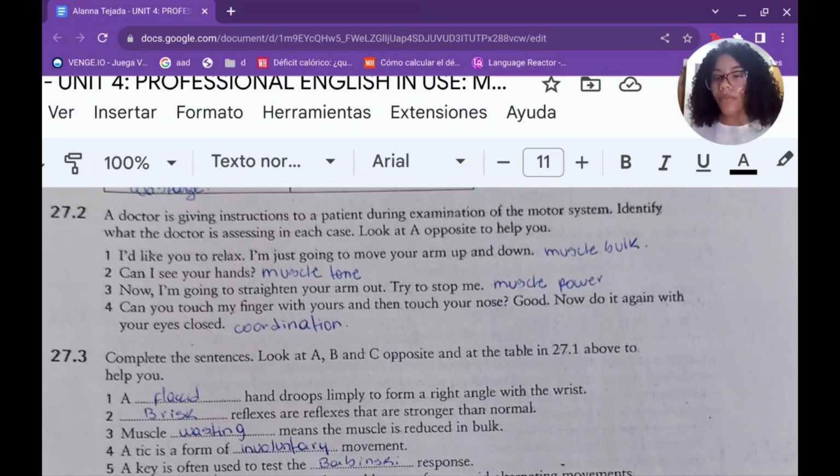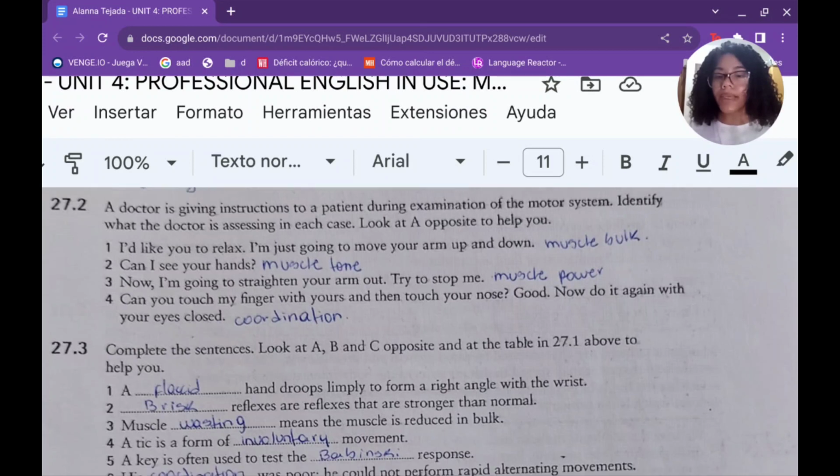2. Can I see your hands? Muscle tone. 3. Now I'm going to straighten your arm out. Try to stop me. Muscle power. 4. Can you touch my finger with yours and then touch your nose? Good. Now do it again with your eyes closed. Coordination.